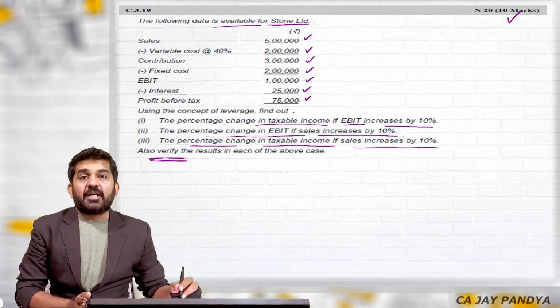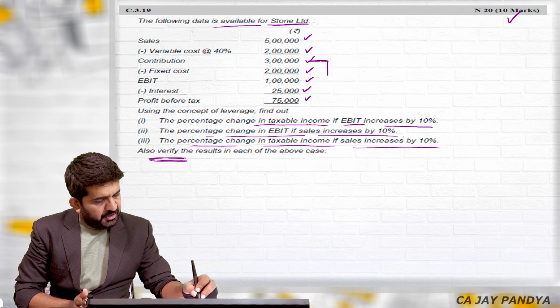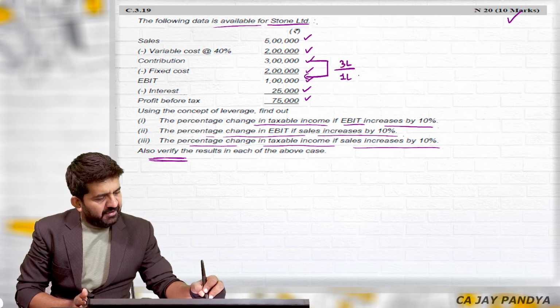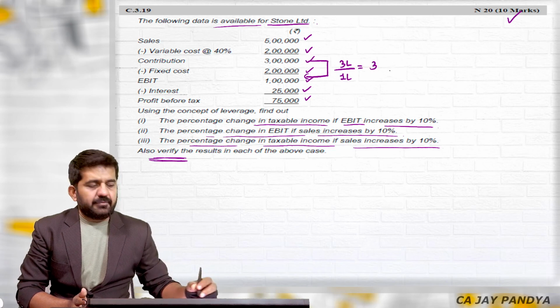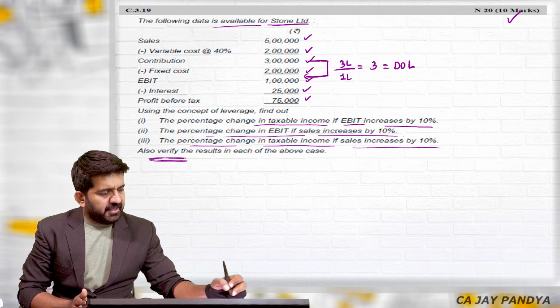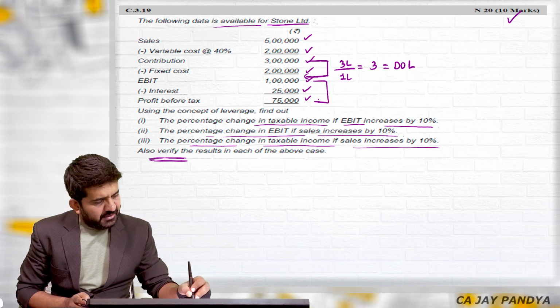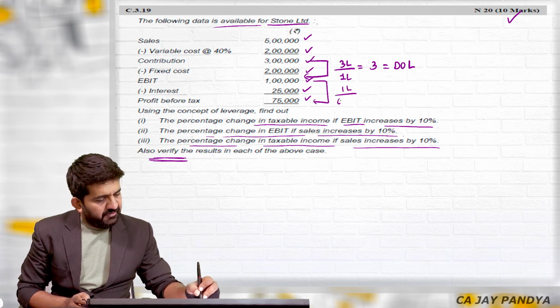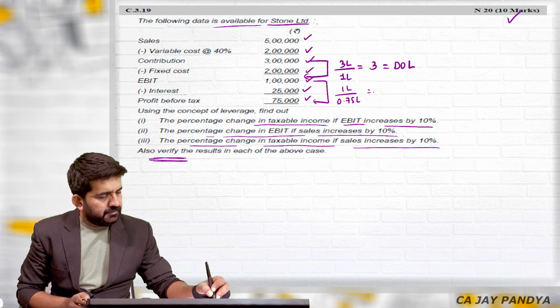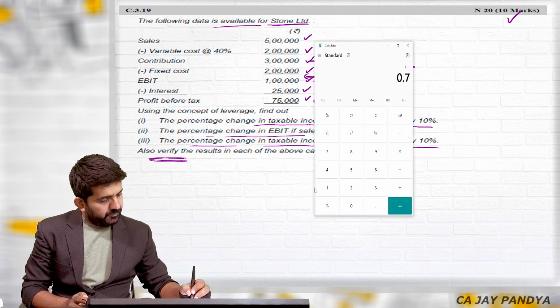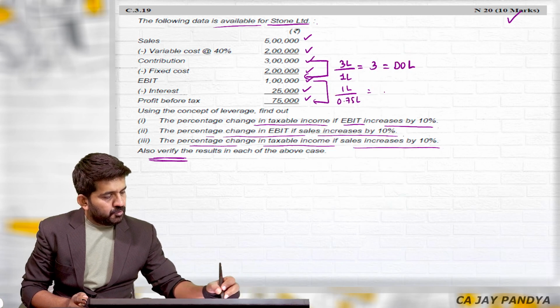Let us first find out the degree of operating leverage. Degree of operating leverage will be 3 lakh divided by 1 lakh, which is 3. That is the degree of operating leverage. Degree of financial leverage is 1 lakh divided by 75,000, which is 1.33.